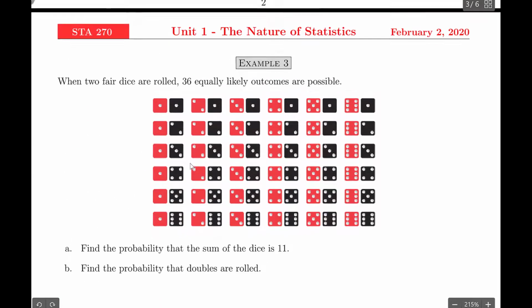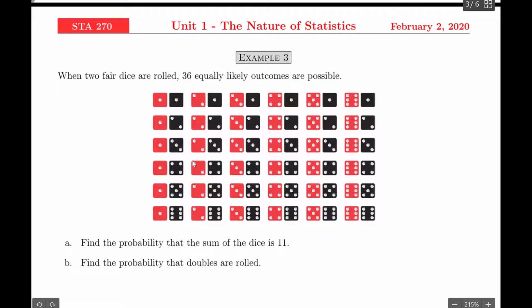Let's see, dice. Every time you deal with statistics, a lot of statisticians like to use dice and cards as examples for probability. So here are all the possible combinations of two dice being rolled, what you can get as possible outcomes.